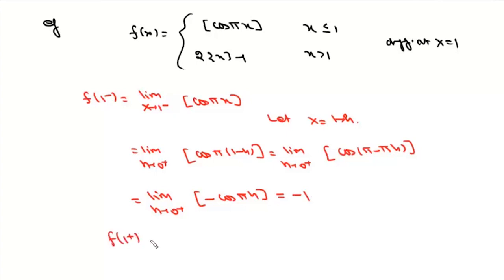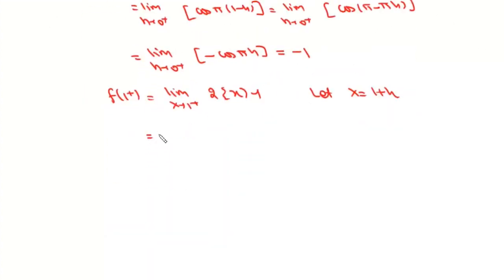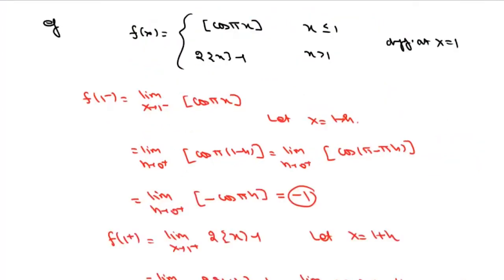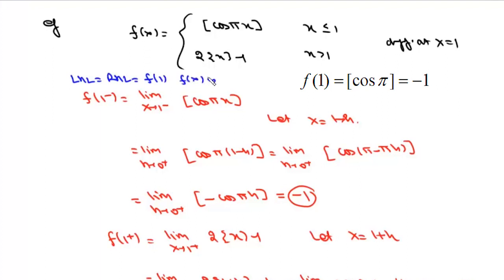Then we find f 1 positive. It will be the limit x tends to 1 positive of 2 times fraction part of x minus 1. Now we let x as 1 plus h. So here it will be the limit h tends to 0 positive of 2 times fraction part of 1 plus h minus 1, which is the limit h tends to 0 of 2 times fraction part of h minus 1. Now fraction part of h is h. So it will be the limit h tends to 0 of 2h minus 1, which is minus 1. So in this case, left hand limit is minus 1 and right hand limit is also minus 1. Now if we look at function value, left hand limit is equal to right hand limit and it is equal to function value at 1. So that means this function fx is continuous at x equals 1.